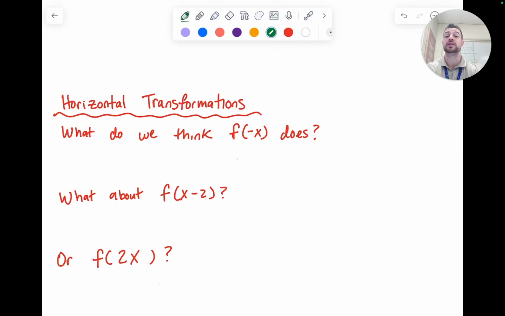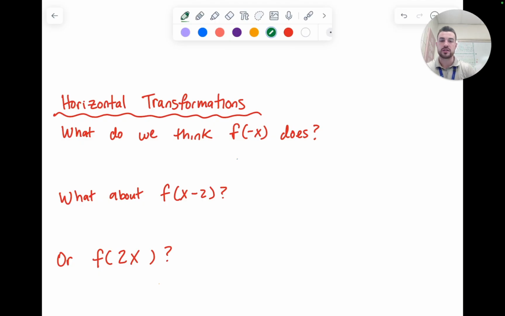Today what we're going to do is take a look at horizontal transformations. Specifically, we're going to talk about generic function transformations. And again, the goal of this is to build up our toolbox and understanding of how horizontal transformations are going to work. And a little bit later on, we will apply those to actual equations.